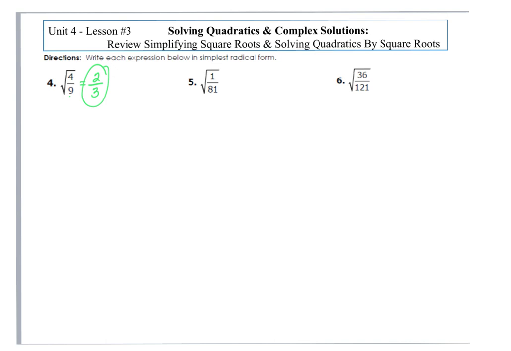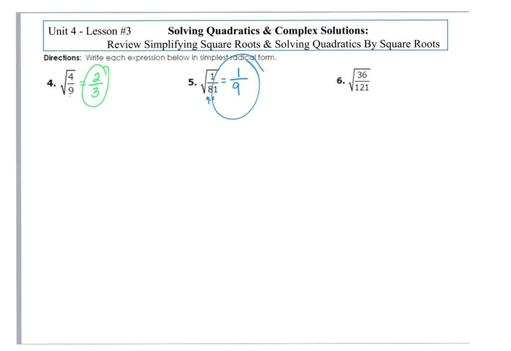On number 5, we're asking to take the square root of 1/81. Again, both 1 and 81 are perfect squares. So the square root of 1 is 1, because 1 times 1 makes 1. The square root of 81 was made up of 9 times 9, so the square root of that is 9. Our answer is 1/9.